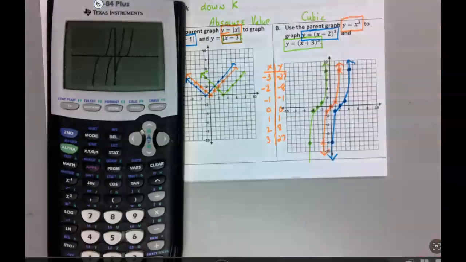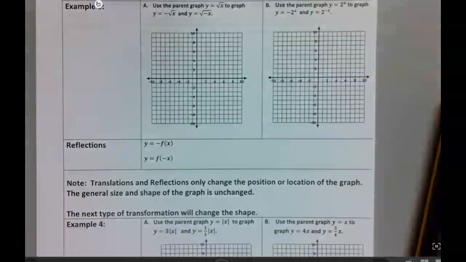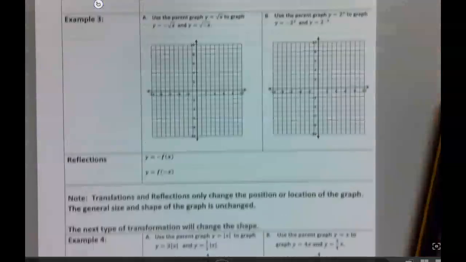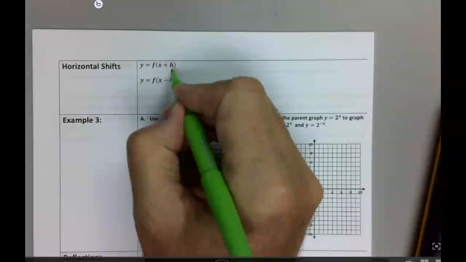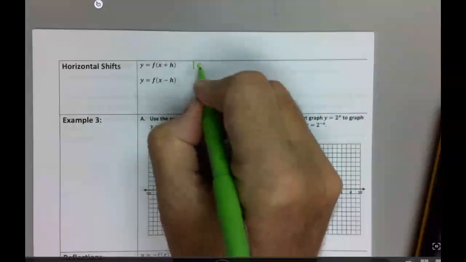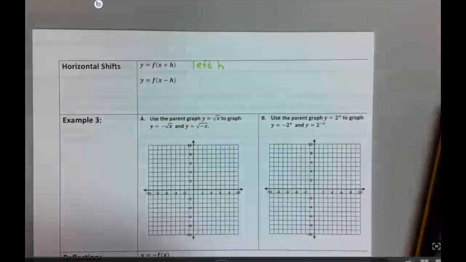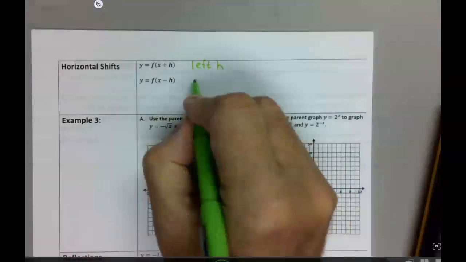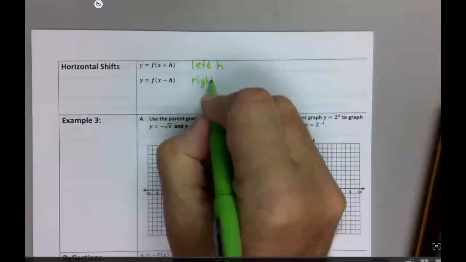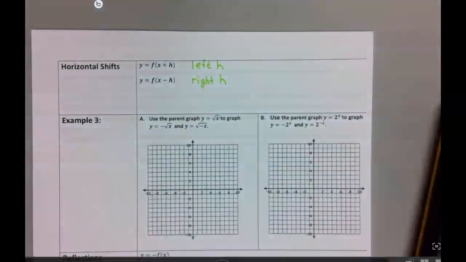Okay, that makes sense. So now, turn the page. So what did we learn? We should have learned that this is a horizontal shift. When this is x plus h, we're going to go left h units, correct? And if it's x minus h, you're going to go right h units. It's always an imposter, isn't it? Correct?